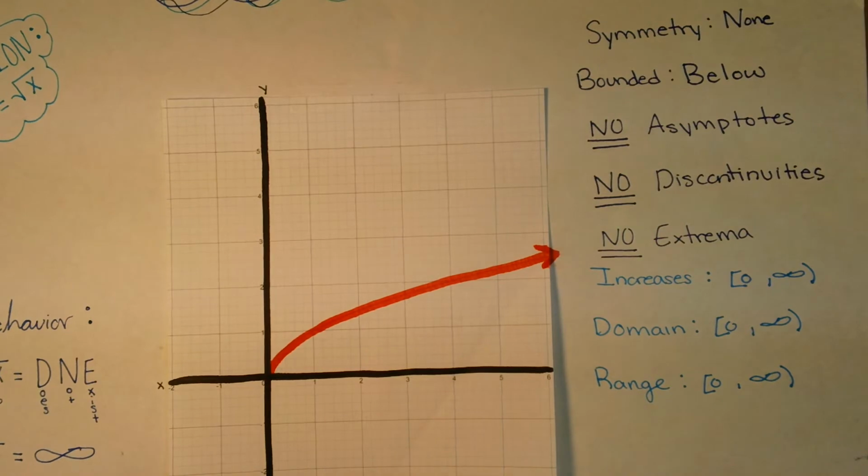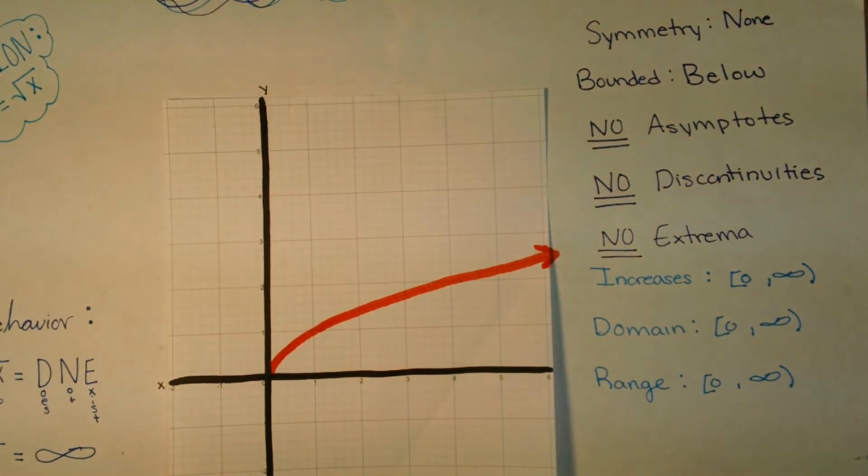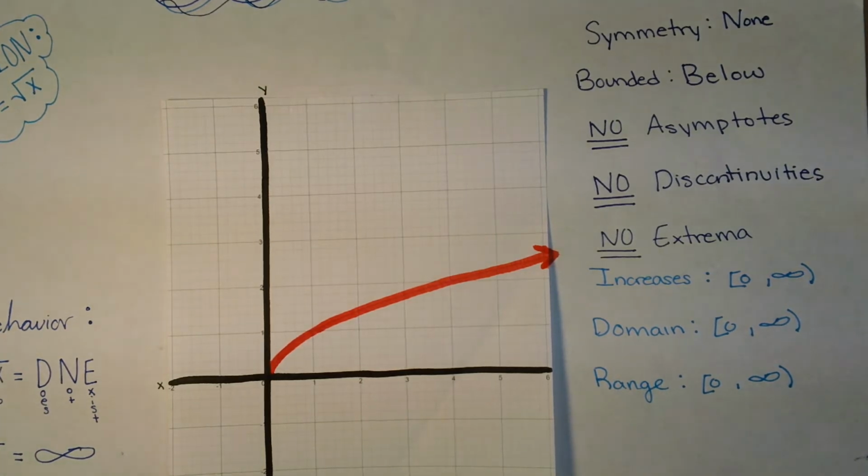We'll be talking about parent function number 5, which is the square root function. The equation is y equals square root of x. As you can see on the graph, it has no symmetry and it is bounded below because it doesn't go past the origin. It also has no vertical asymptotes and no discontinuities. The function has an increase at 0 to infinity and no extremas.